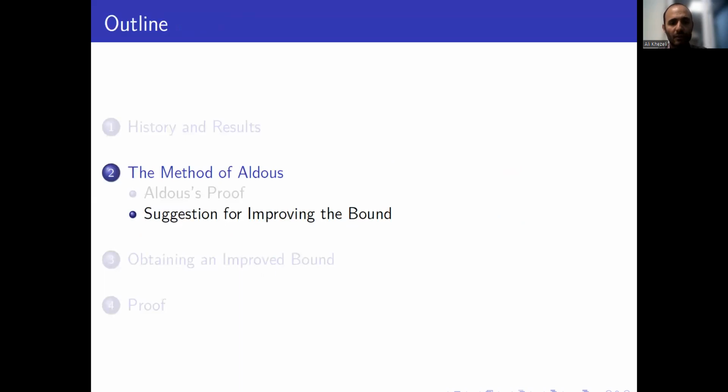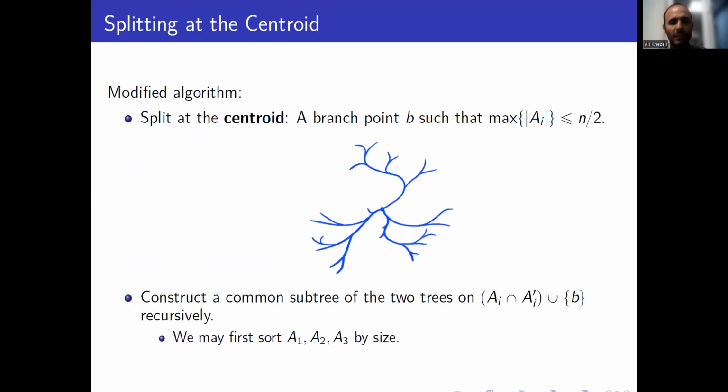Now I will explain how to improve this algorithm. Actually, the improvement is suggested by Aldous, but I have modified his suggestion. Aldous has suggested to split the trees at another branch point, which is almost in the middle of the tree. I will explain the definition of this centroid, which is the point in the middle of the tree. And Aldous argues that it would probably give a better bound.